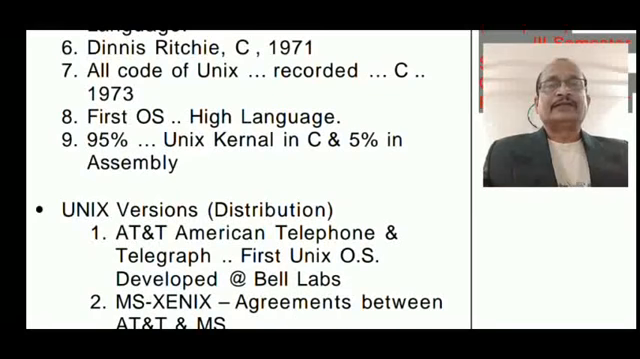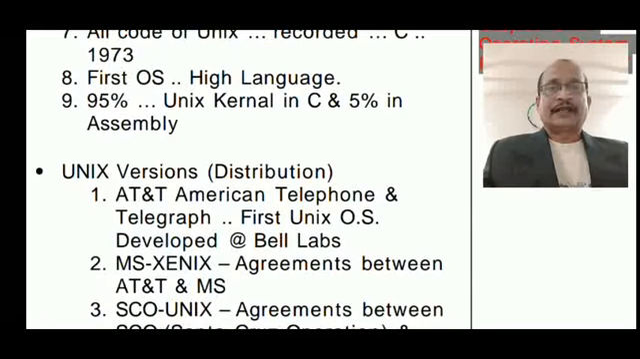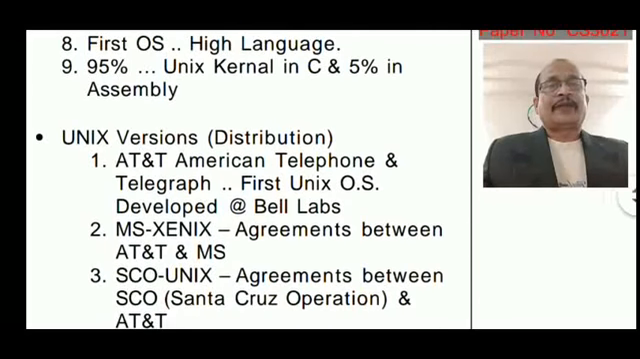Now we are going to see the various versions, that is various distributions, of the Unix operating system. The Unix operating system was designed at Bell Labs. The first version of the Unix operating system is AT&T Unix, which was developed in Bell Labs. The full form of AT&T is American Telephone and Telegraph. This is the first operating system which was developed in Bell Labs.